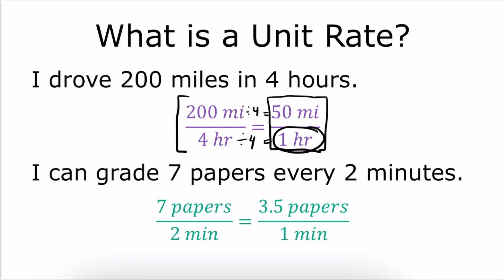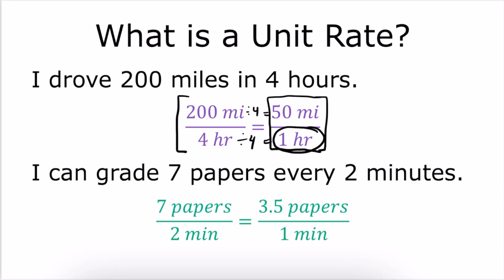And the benefit of finding unit rates is that they're very easily scalable. Because if you know how many miles you go in 1 hour, then you can just multiply that number by however many hours you have. So if you want to figure out how many miles you would drive in 5 hours, you just do 50 times 5. If you want to figure out how many miles you would drive in, I don't know, like 7.5 hours, you would multiply 50 by 7.5. And so that's one of the benefits of finding the unit rate.